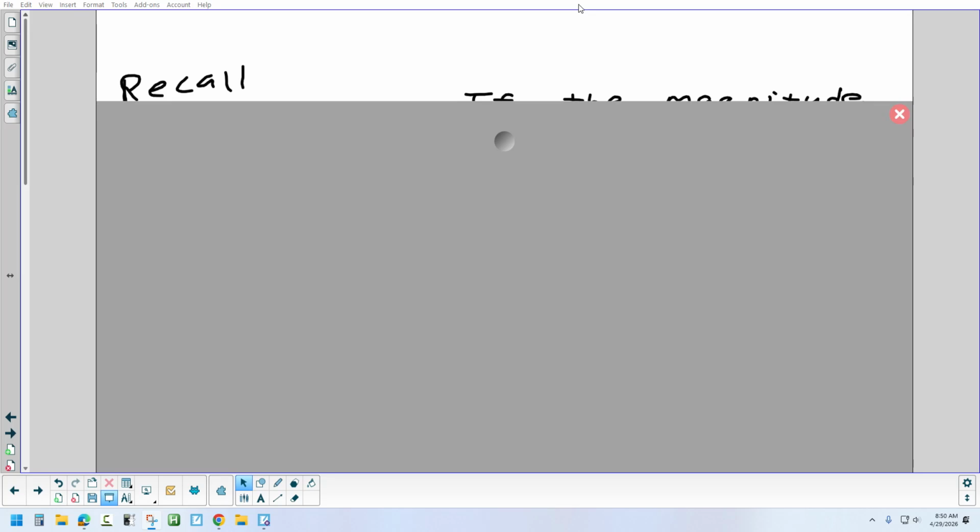All right, so we're going to pick up where we left off, and we're going to start with talking about unit vectors again. Can someone remind me from yesterday, what does it mean if a vector is a unit vector?